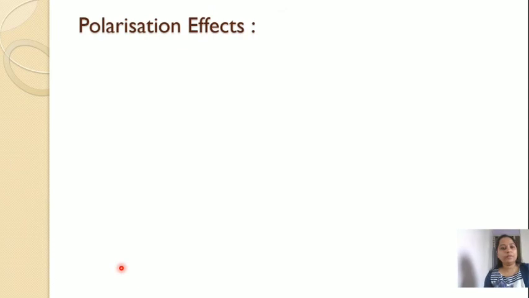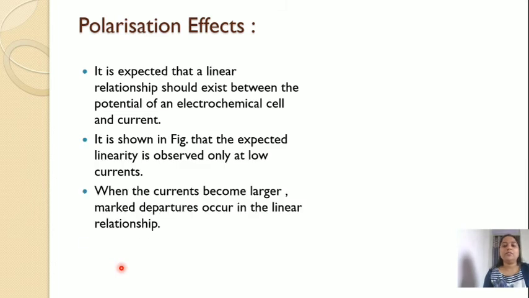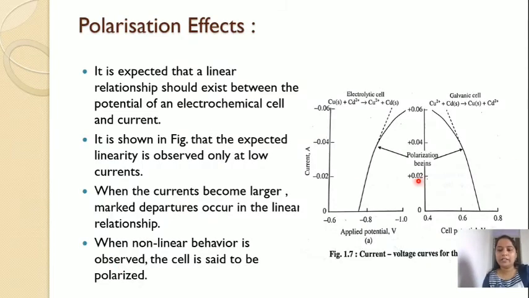The next point is the polarization effect. Look at the diagram. There are two diagrams. The first diagram shows current versus applied voltage. Look at the reaction in the electrolytic cell. We know that in an electrolytic cell, electrical energy is converted into chemical energy. Here, copper gives 2 electrons to cadmium. Copper is oxidized to form Cu2+, and cadmium accepts 2 electrons and gets reduced to form cadmium metal. It is a cell reaction.